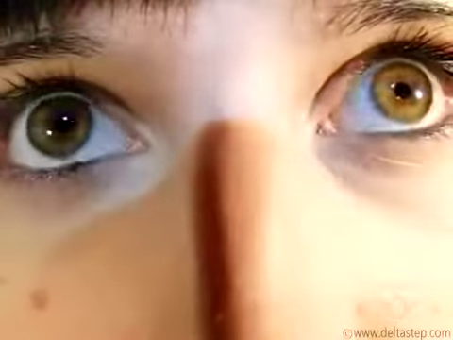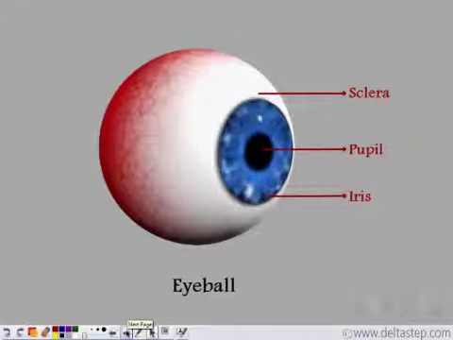Now externally, our eyes look like this. When we rotate the eyes, you'll understand that it has a ball-like structure. This is an entire human eye. It has a ball-like structure, and so it is known as the eyeball.